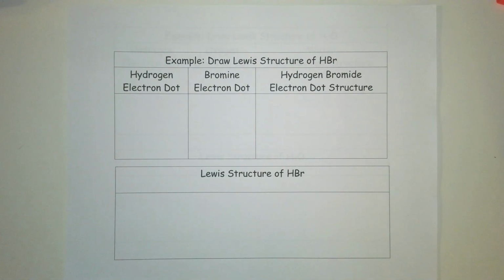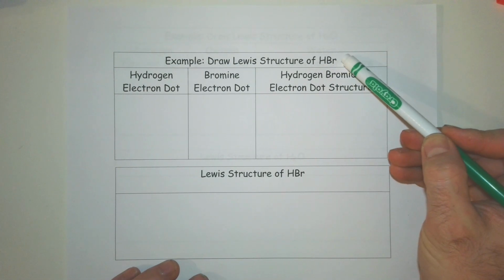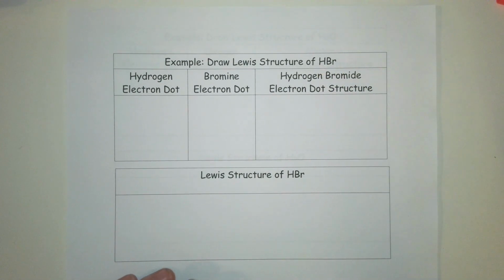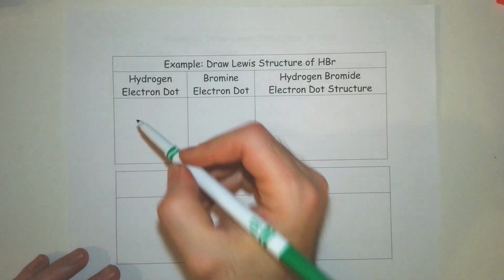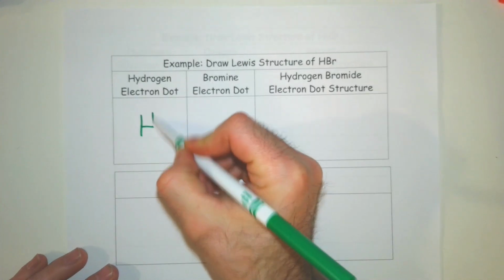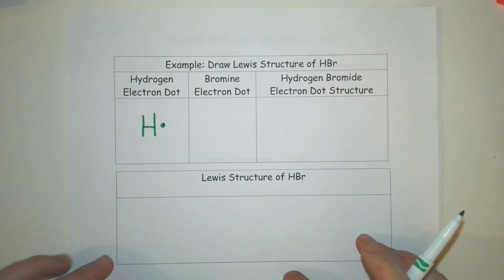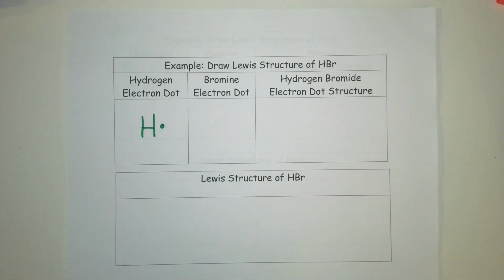Let's do our first example of hydrogen bromide. All right. For our step 1, we do not have to determine which one is the central atom because there's only 2 atoms in hydrogen bromide. All right. So let's look at hydrogen. On the periodic table, it's in group 1, so that means it's going to have 1 valence electron. So its electron dot notation is going to be that right there. Hydrogen with 1 valence electron.